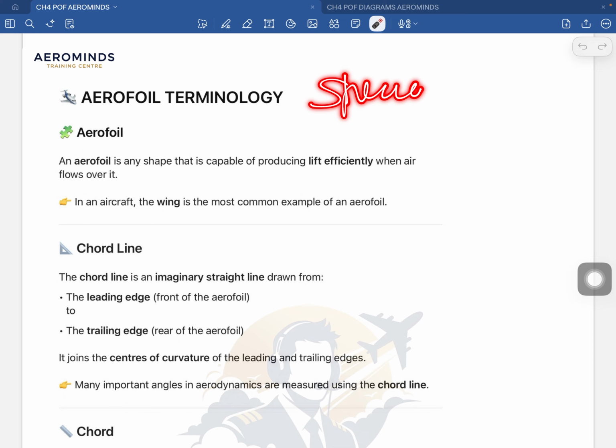is a specially designed shape so that the lift is produced very smoothly, controllably, and also with very minimum wastage of the energy. Got it? Now this is why in aviation we do not use random shapes. We only use the aerofoil for the shapes.